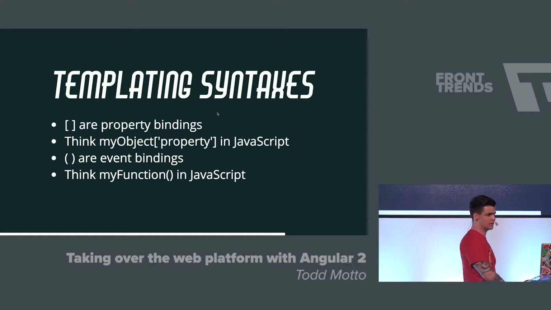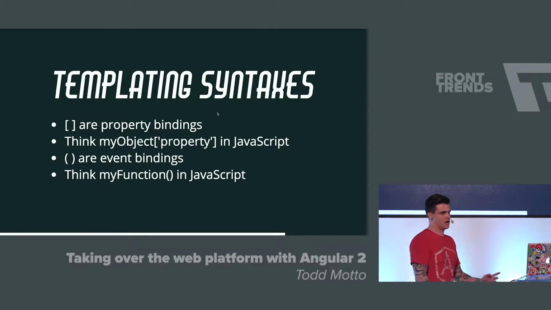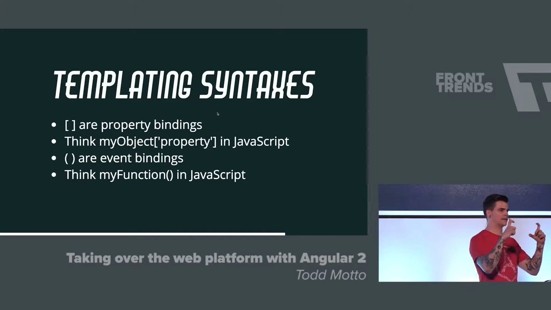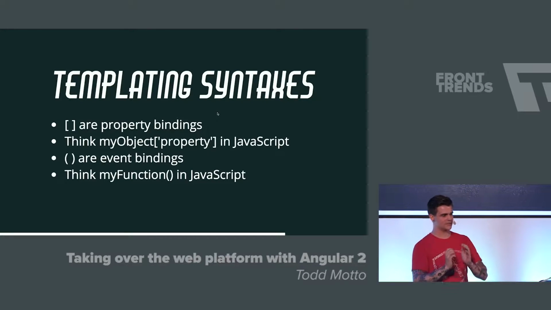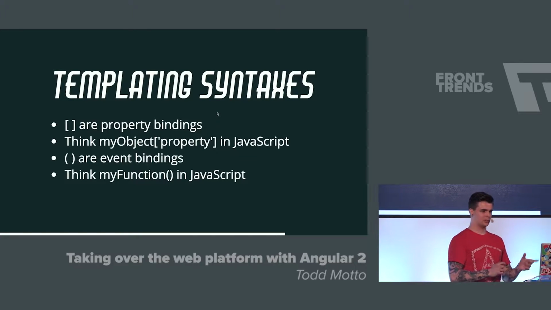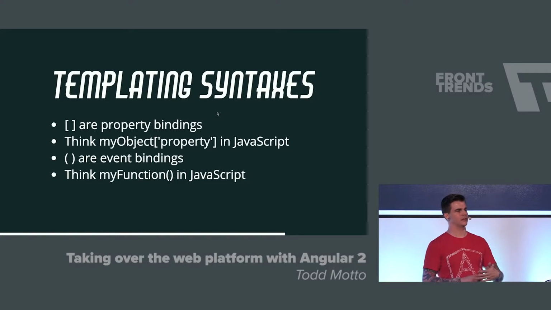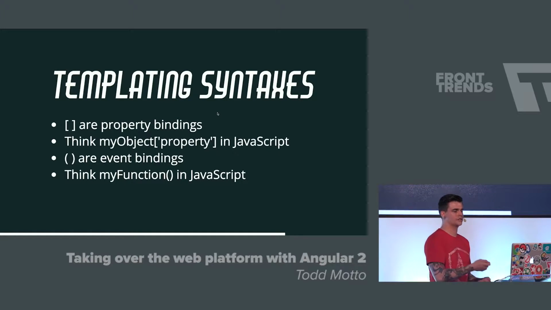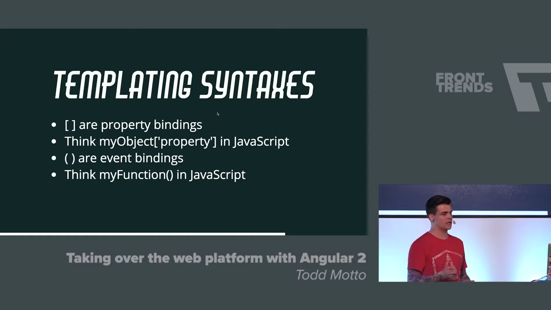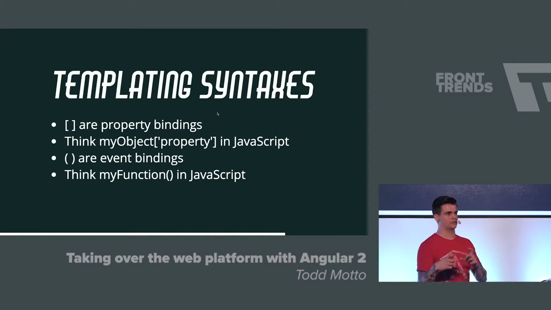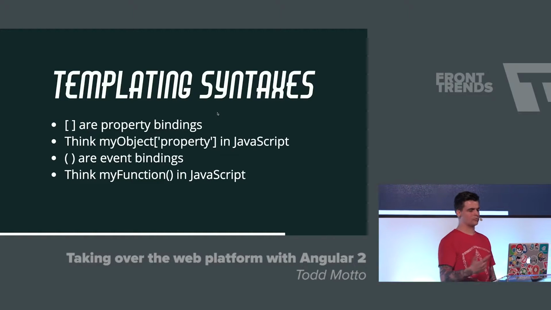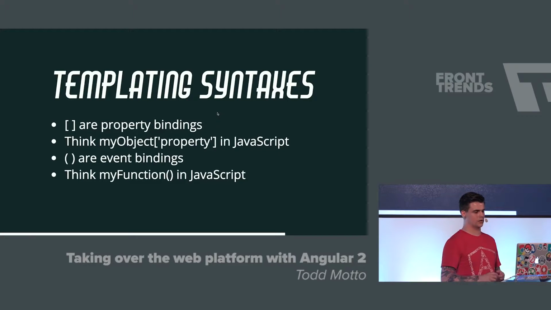So, templating syntaxes. I tweeted this a couple of weeks ago because it's kind of useful. We've got square brackets and then rounded brackets. Square brackets are property bindings, so when we want to inject data. And then I've used this: think about my object. Obviously, you can use myObject.property, but if you want to look it up as a string value, or dynamically, you use the square brackets. So when you come to remember these, square brackets are property bindings, you're looking up something in an object.